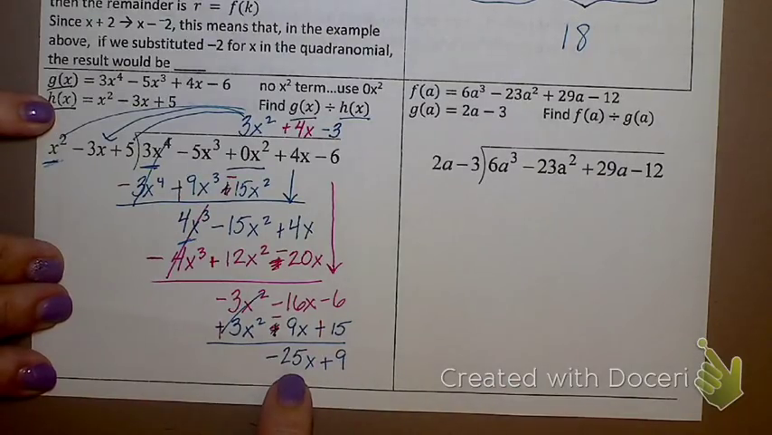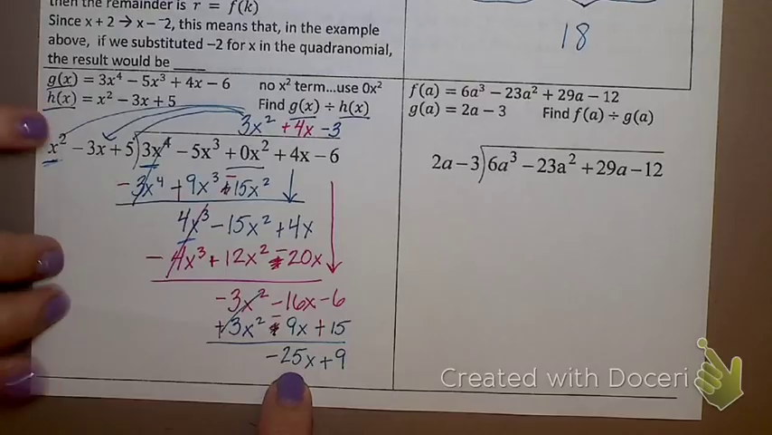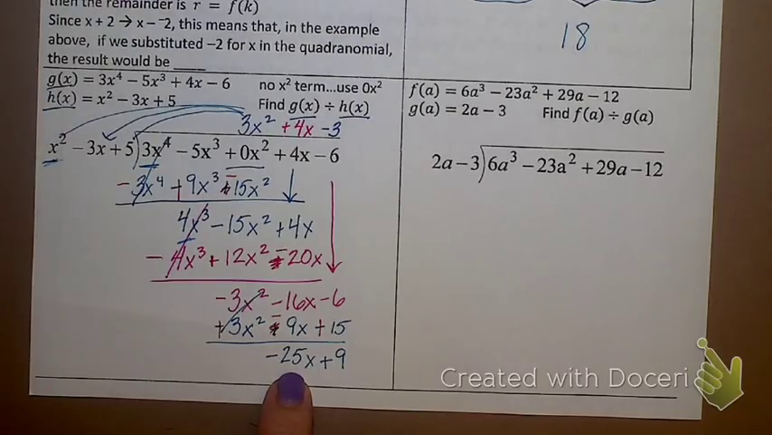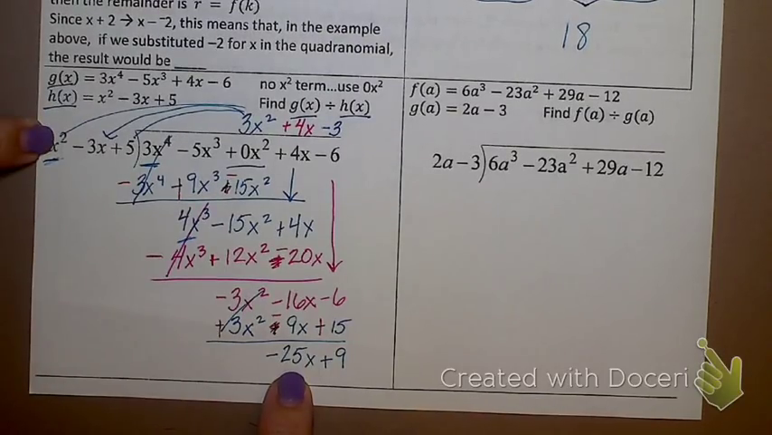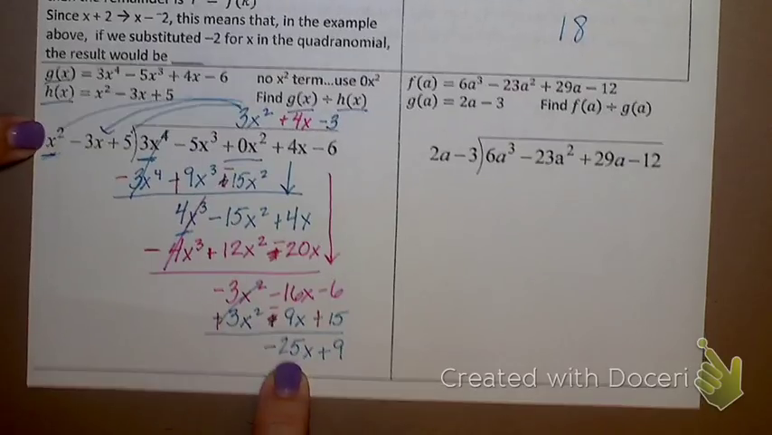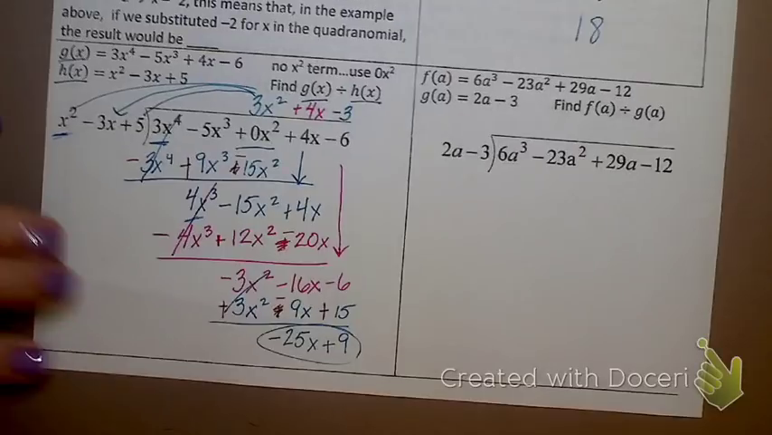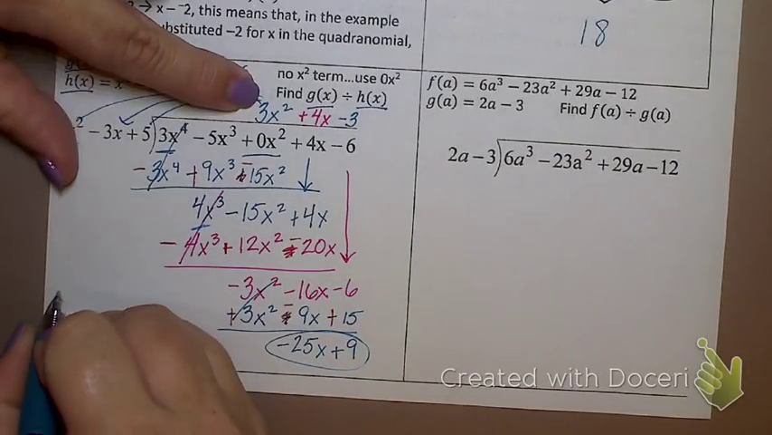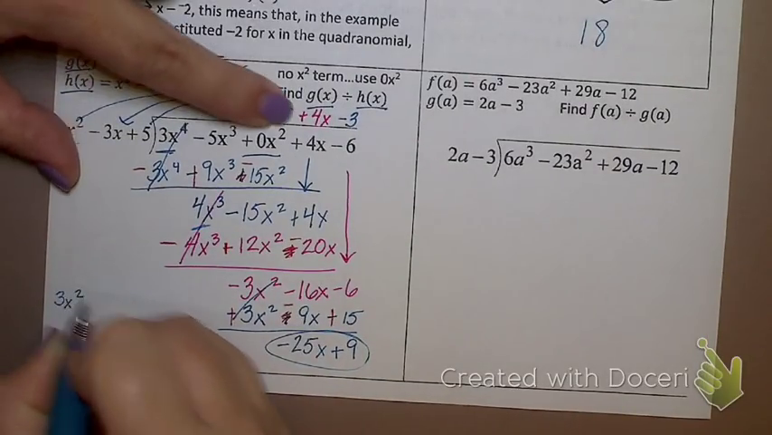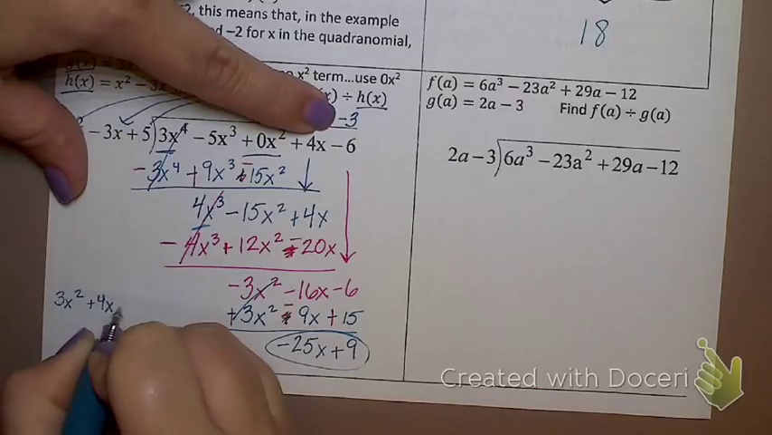Am I done, or do I have another round? Am I done because I ran out of paper, or because the degree is less than this one? Because the degree is less. Okay? So, my remainder is kind of ugly, but that's okay. Let me show you how to write my final answer. 3x squared plus 4x minus 3.